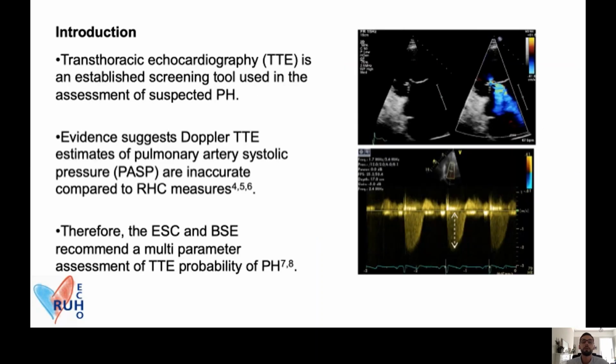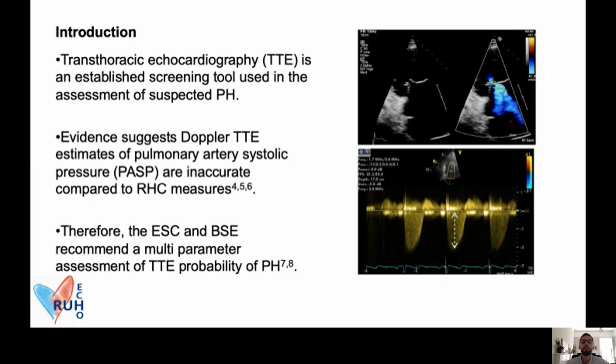Transthoracic echocardiography, or TTE, is an established screening tool used in the assessment of suspected PH. Historically, a measurement of the peak tricuspid regurgitation velocity and estimated right atrial pressure has been used to estimate pulmonary artery systolic pressure. However, there is evidence to suggest Doppler TTE estimates of pulmonary artery systolic pressure are inaccurate compared to right heart catheter measurements.